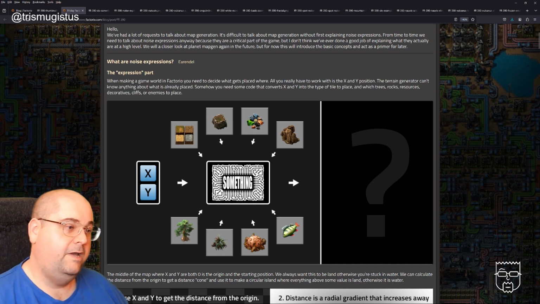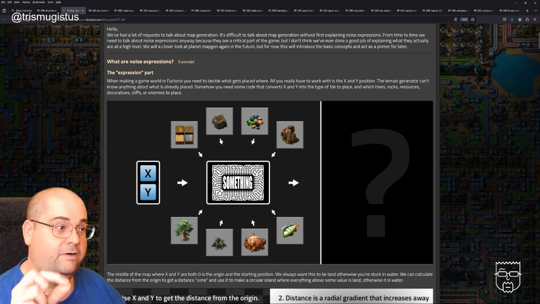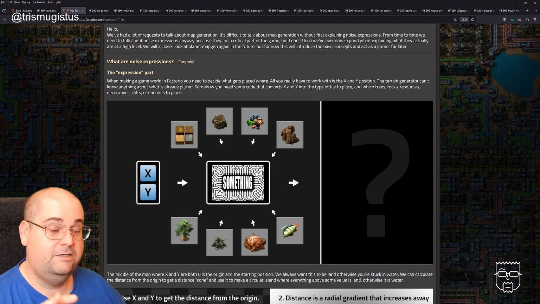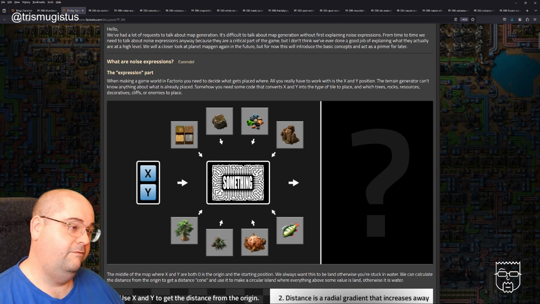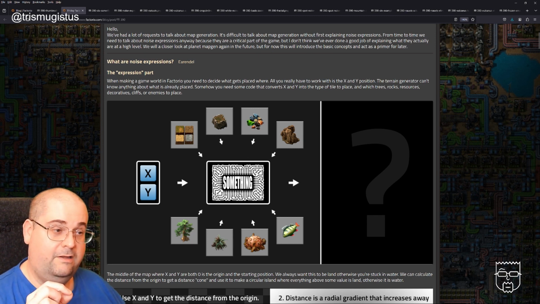So just to explain what they're getting at here, when they say it can't know anything about what is already placed, basically they don't want a map that says, right, what's next to me, and I'll place something in relation to what's next to me. They simply want to go around and for every coordinate, because Factorio, although it looks like it's 3D, is a 2D game. So it's all a flat plane and everything has an X and Y coordinate. So when they're placing these things, they want to have a value or a flag or something like that that says place this type of thing on this exact coordinate.